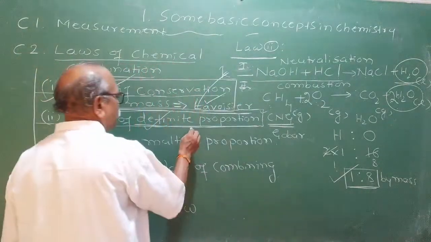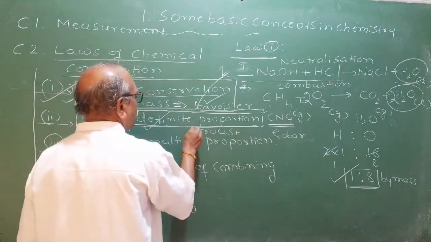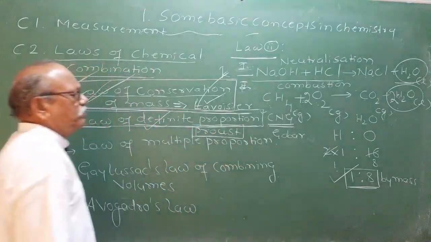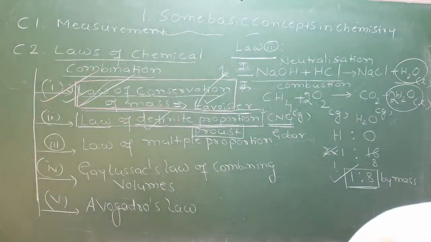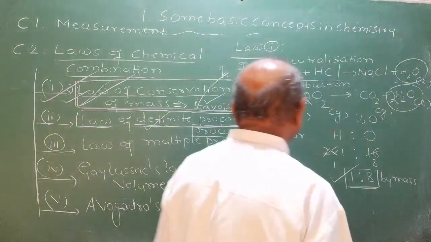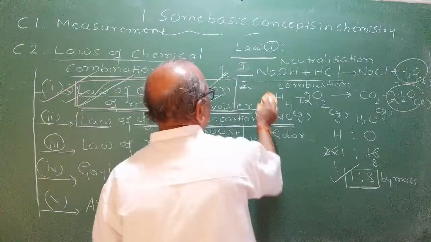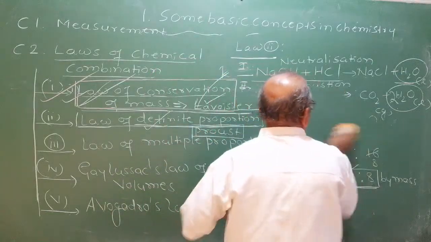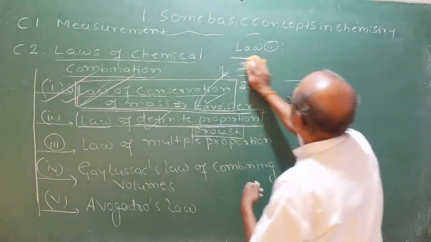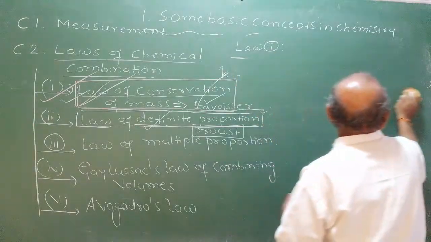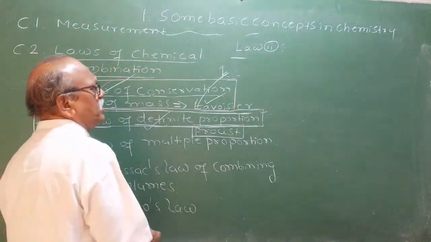This law was proposed by Proust. Note down the name of the scientist, Proust. Proust stated it for the first time. It is called the law of definite proportion. Joseph Proust gave this particular law. This is a very important law, right? I think you have taken the example. Now, after understanding, conceptual understanding is very important. Definite proportion.